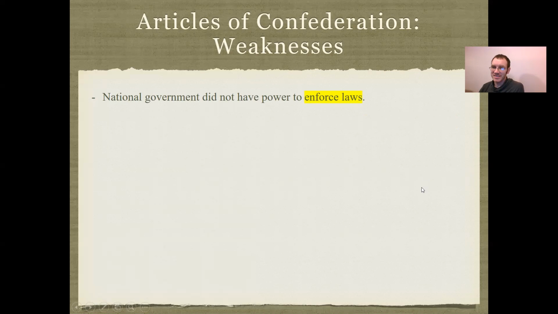Unfortunately, it's one of the only successes. The articles had a lot of weaknesses. So some of those weaknesses, number one, it did not have the power to enforce laws. Think about that. It's like, imagine the police are pulling you over for speeding, but they can't give you a ticket. Well, that's kind of what happened with our national government. They couldn't enforce the laws. The states had to. And if you had a law at the national level and the state doesn't want to enforce it, you're kind of out of luck.